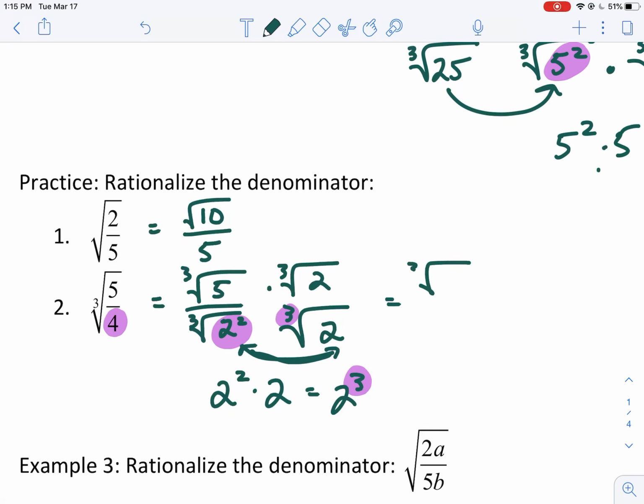And when we do this, we end up with the cubed root of 10 over the cubed root of 2 to the third, and so now we end up with the cubed root of 10 over 2, because the cubed root and the 2 cancel.